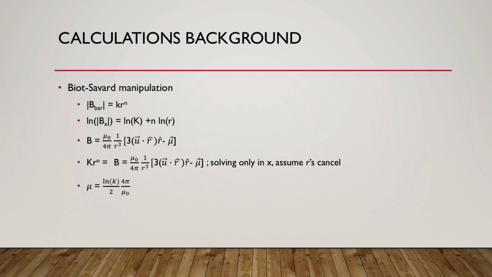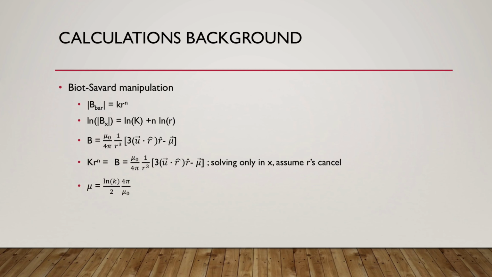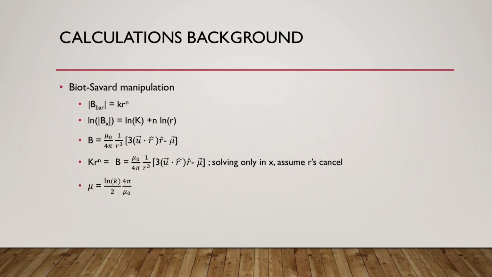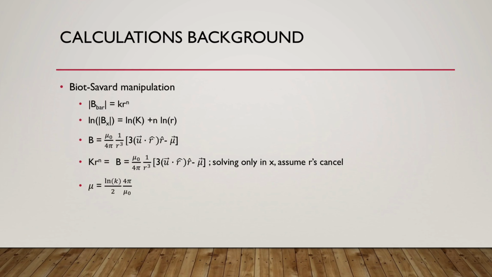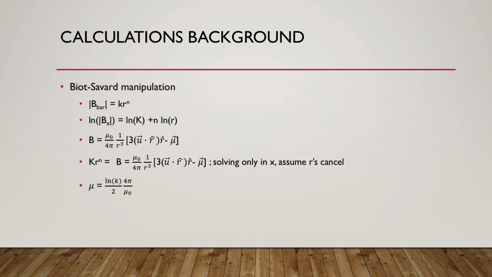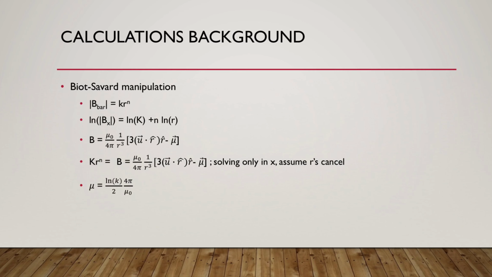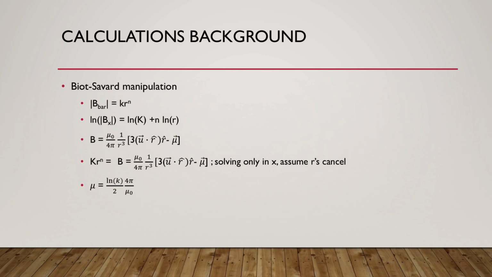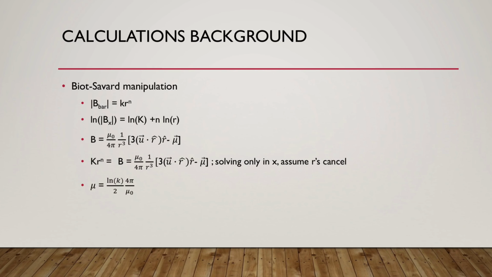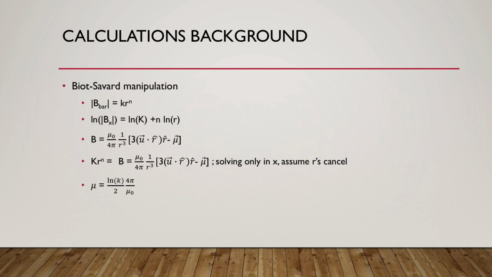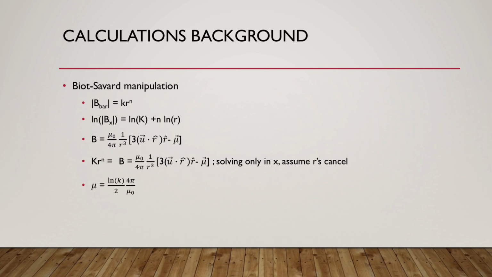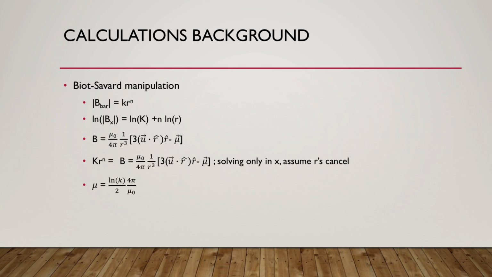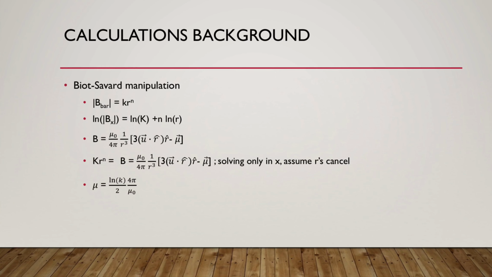We can calculate the dipole moment and distance dependence of the magnet through manipulation of the Biot-Savart law. Through numerical analysis, one can note that if you take B and set it equal to a formula K times R raised to the N, and you take the natural log of both sides, you get a linearized expression of the natural log of the magnetic field versus the natural log of the distance. Through analysis of this graph, we can calculate the dipole moment of the magnet.